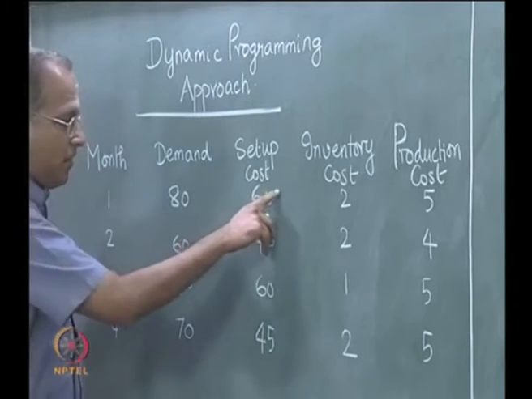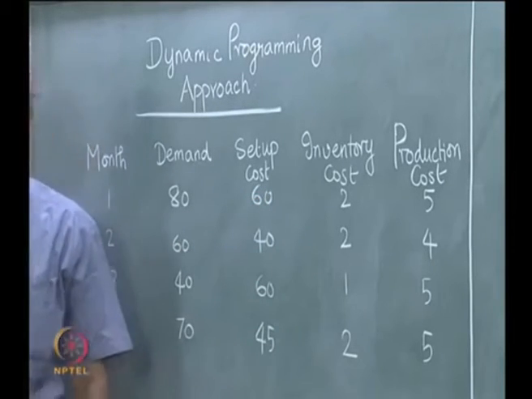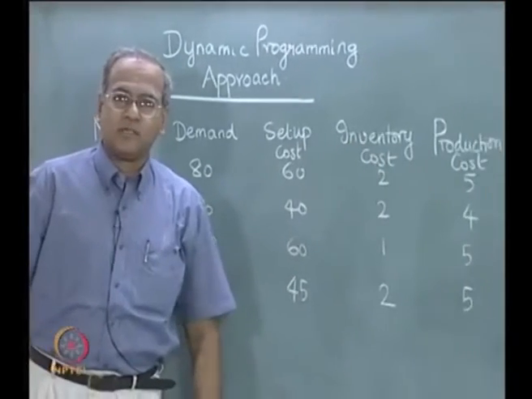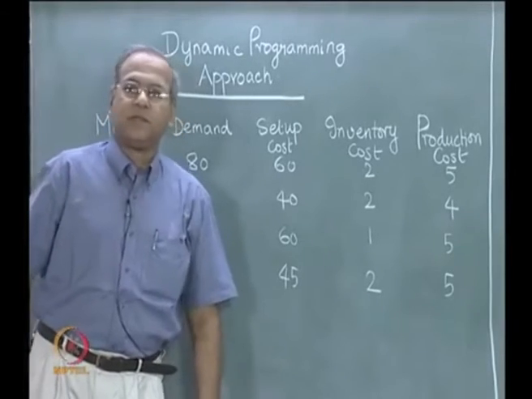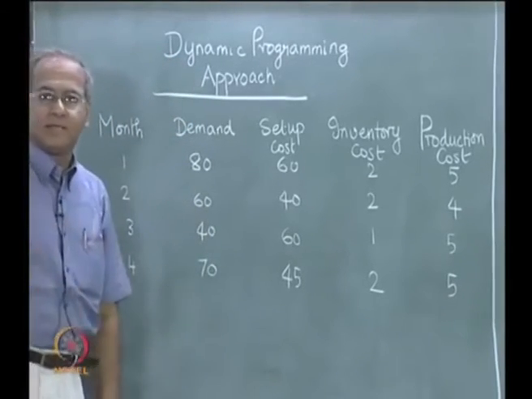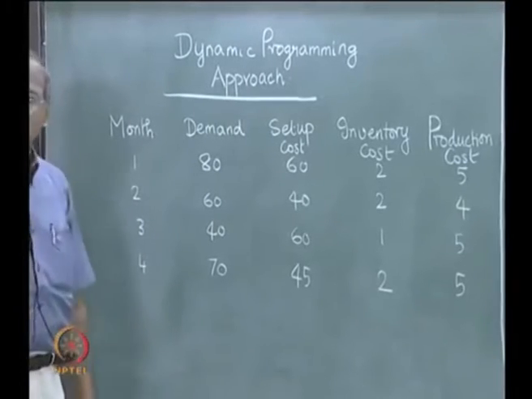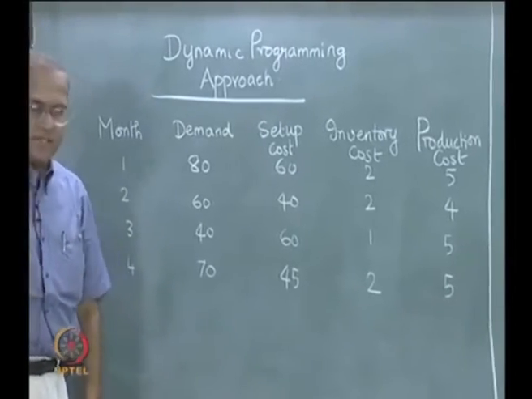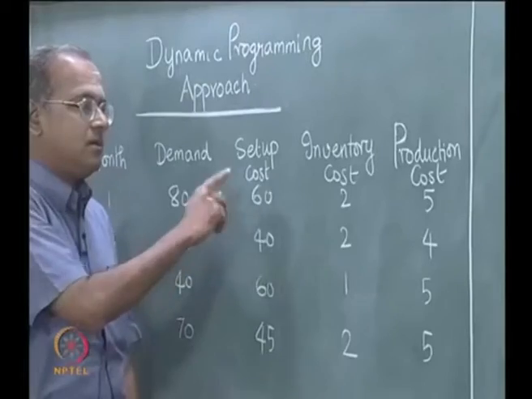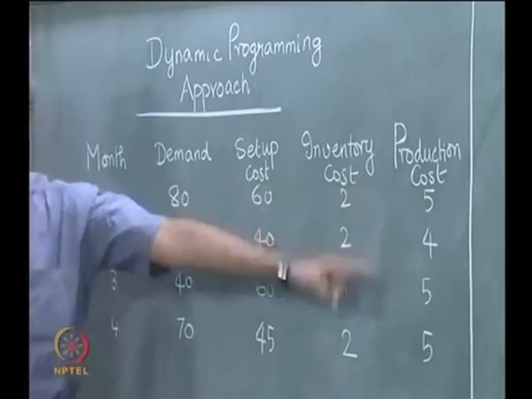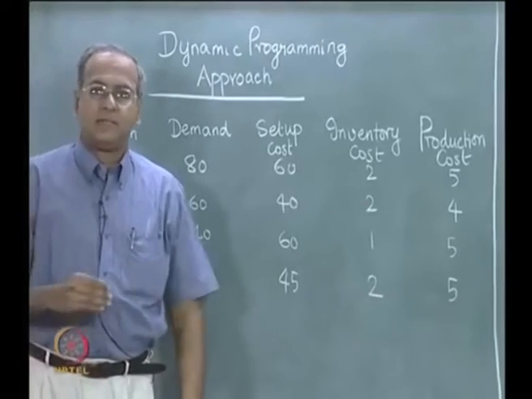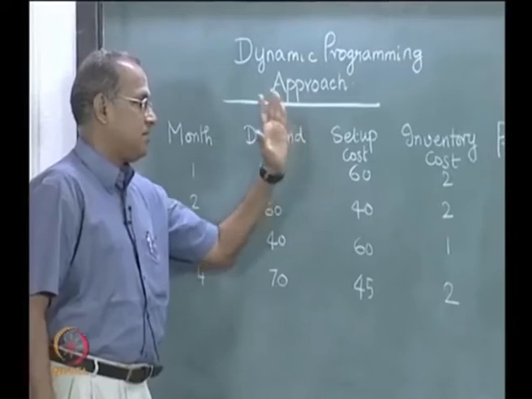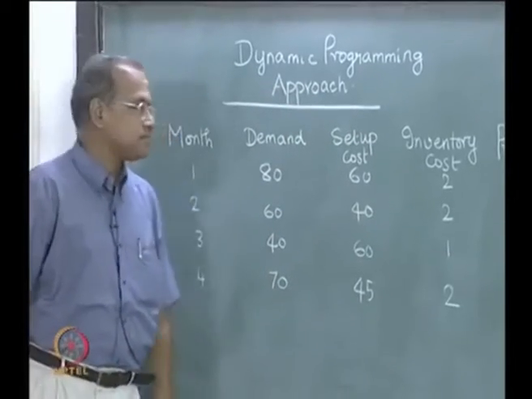In our problem, we have also assumed that these setup costs are different in different periods, inventory costs are different in different periods, and production costs are also different in different periods. So, the planning decision is to find out how much is to be produced in each of the 4 months, such that the total cost of setup, inventory and production, the 3 costs put together, is minimized. So, it is a minimization problem to minimize the cost of setup, inventory and production.